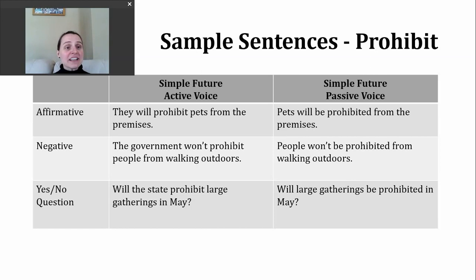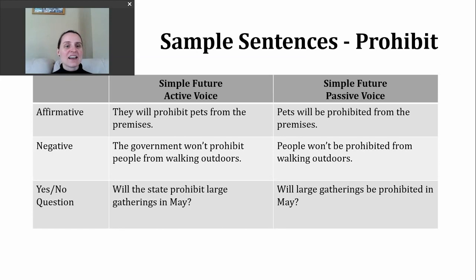Okay. Finally, if we want to make a yes or no question for the future, we're going to change the order of our subject and will. So here's an example of that. Will the state prohibit large gatherings in May?